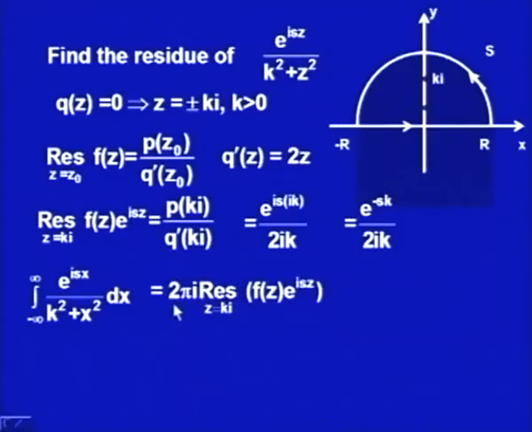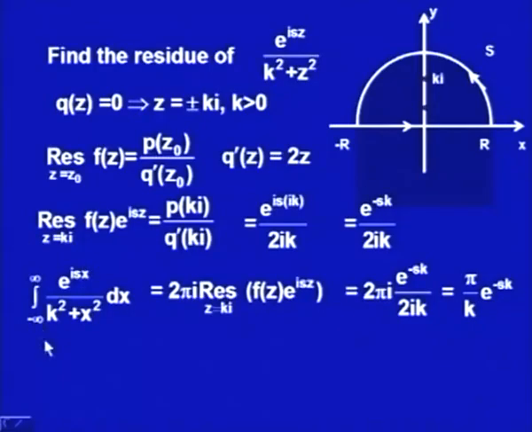This would be 2πi times the residue at ki of f(z) e to the power isz. The residue of this one, which we had calculated, is e to the power minus sk upon 2ik. So we just multiply it, that is 2πi into e to the power minus sk upon 2ik. So 2i and 2i cancel out, and we would get it as π by k e to the power minus sk.